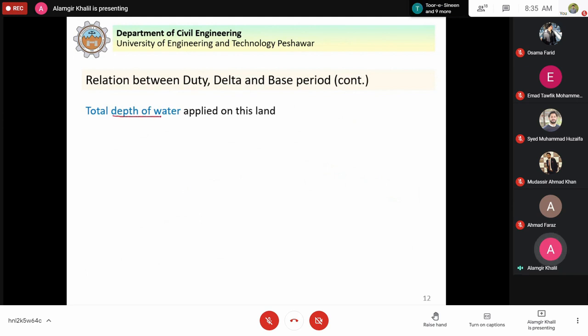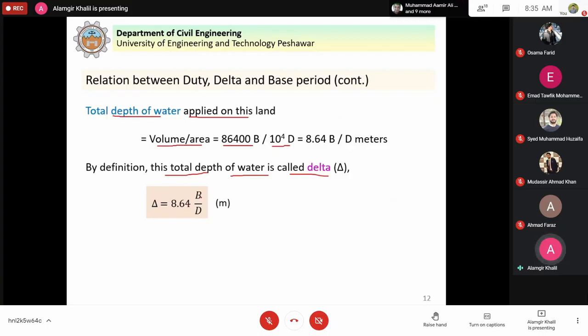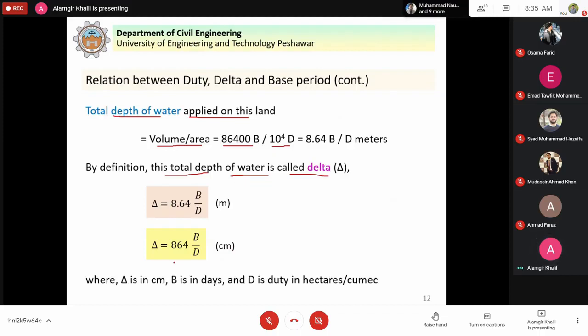So the total depth of water applied on this land will be simply equal to volume by area. So we have this volume and this much is the area. By definition, this total depth of water is called the delta. So delta is equal to 8.64 B by D. This delta will be calculated in meter, or multiplied by 100, so delta is equal to 864 B by D in terms of centimeter. So delta is in centimeter, B is in days, and D is the duty in hectares per cubic meter. So this is the relationship between the duty of water, delta of crop, and the base period of the crop.